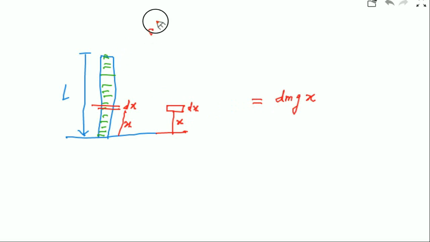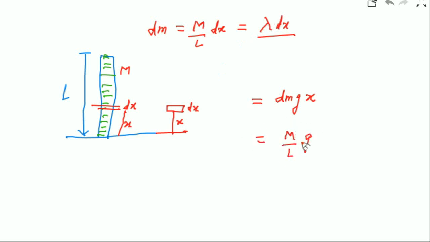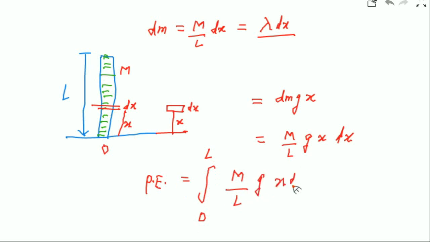How to find dm? Suppose the total mass is m and the length is L, so dm is the mass per unit length multiplied by dx. That is, linear mass density times the dx length. So you can write (m/L) g x dx. For the total rod, to find its potential energy, you go for the summation or integration from 0 to L, that is, the integral from 0 to L of (m/L) g x dx.